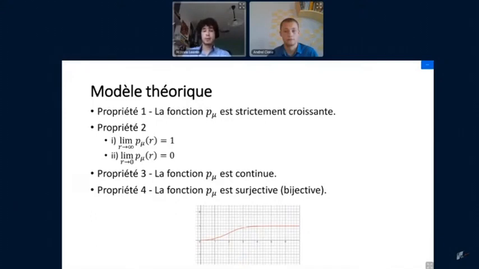However, the theoretical model was not sufficient to determine the exact value of the ratio R0, and thus we created a physical model.